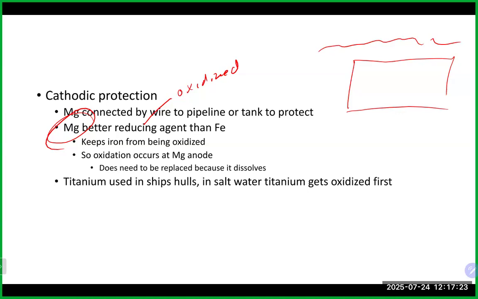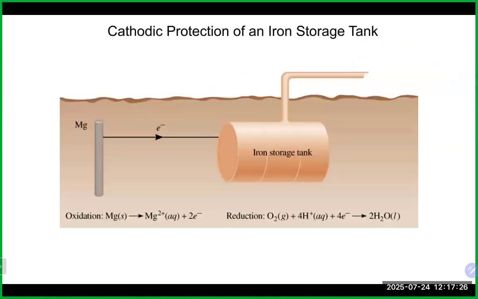Titanium is sometimes used in ship hulls. Again, same idea there. The oxidation occurs here. So as you can see here, the magnesium is acting as an artificial or sacrificial electrode, with all the oxidation occurring over here, and not any significant amount of corrosion happening to your iron tank that you probably buried and are interested in.